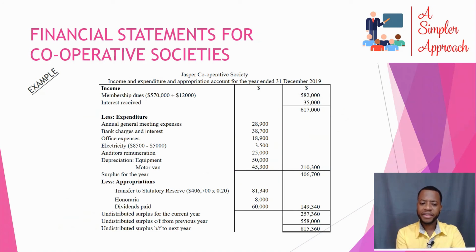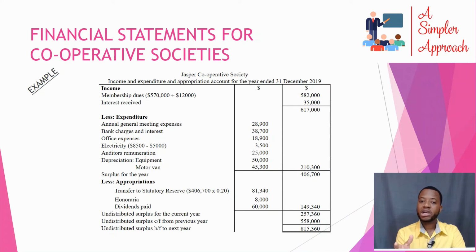So, back to the question. Having done all of that, you would have added together your expenditure, which amounts to 210,300. Subtract your expenditure from your income, and that leaves a surplus for the year of 406,700.